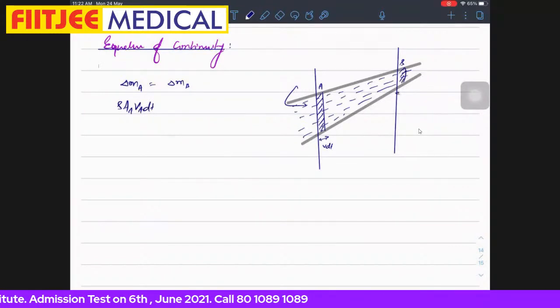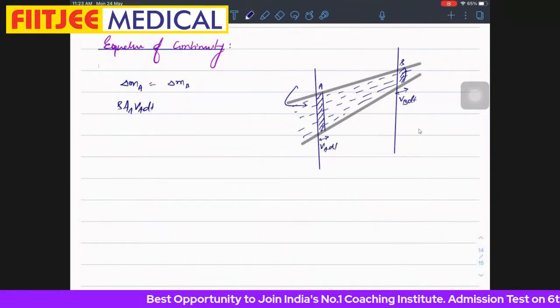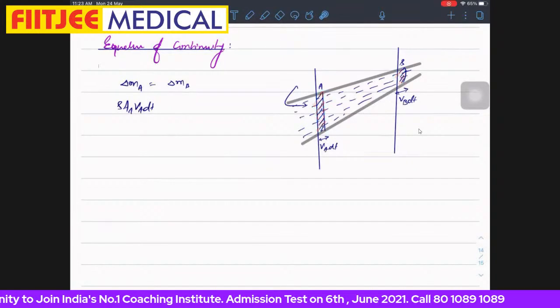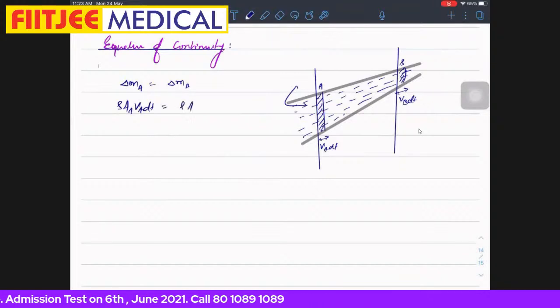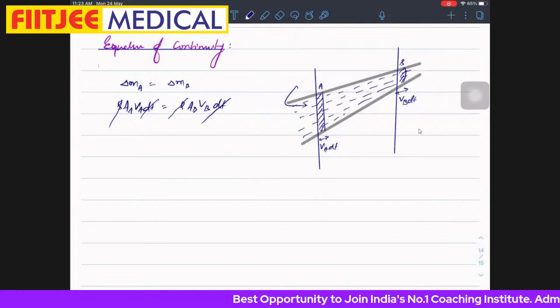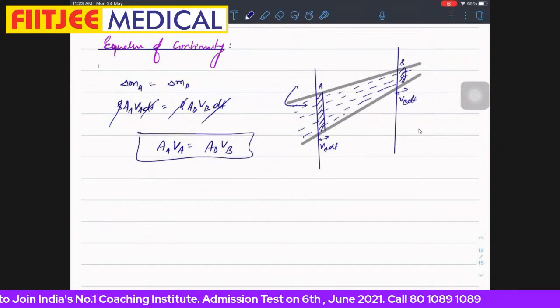Same way, if I take a small element here, it will be VB dt. It was VA dt. So this mass, whatever is going out of the section, should be the same from conservation of mass. So rho into area of B into VB into dt. Density will remain the same as we are discussing an incompressible liquid. So AA into VA will be equal to AB into VB. This is the equation of continuity.